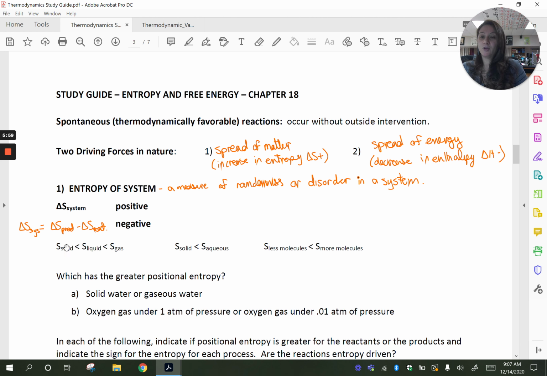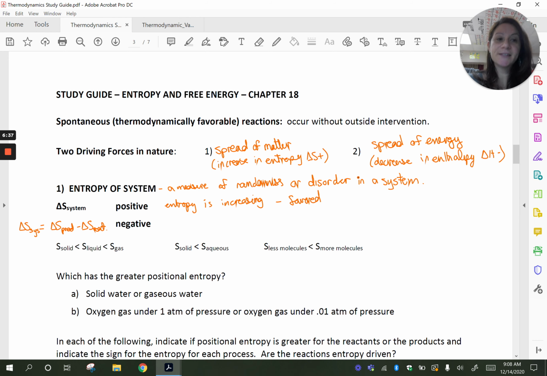So if you think about it, if you're doing products minus reactants, final minus initial, if the products have more disorder, which is a good thing, it's favorable, the products are more messy, more pieces, then this would be a larger number than this one, which would be positive, and that is favored. So positive delta S of your system means that you are increasing in entropy throughout your process, and that is something that is favored.